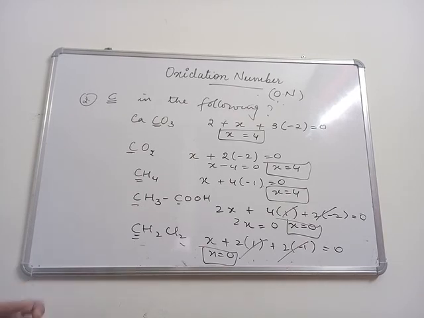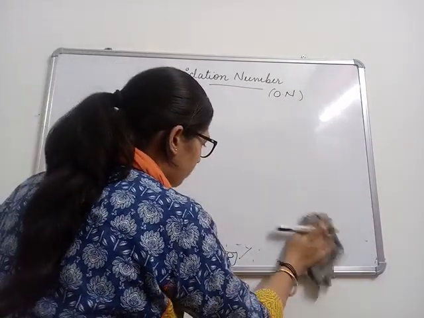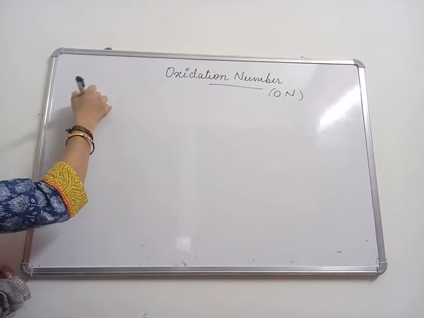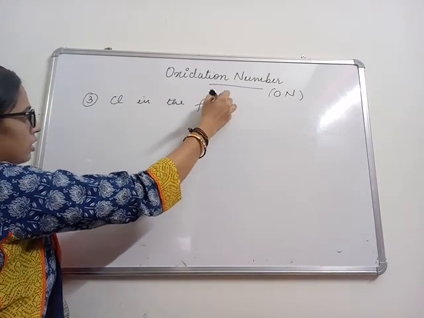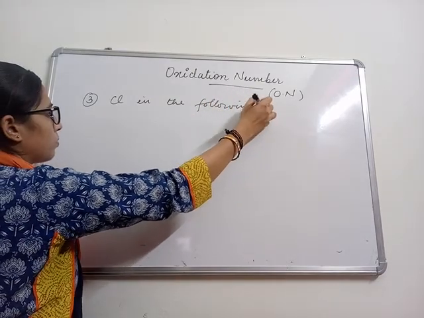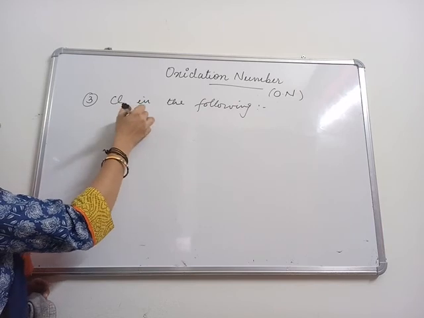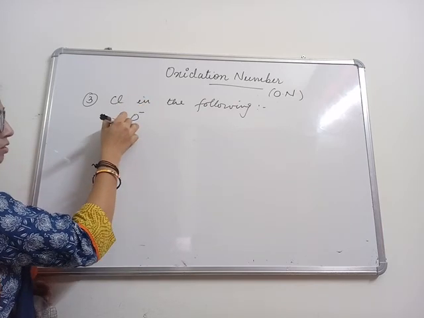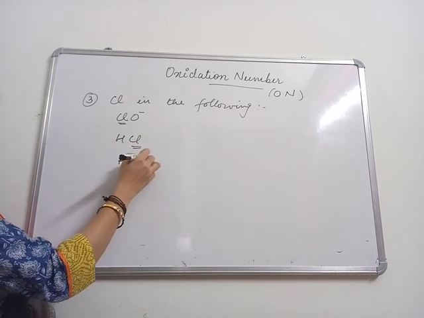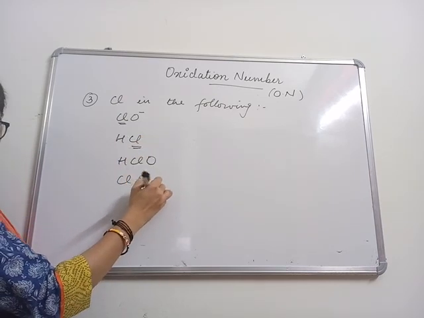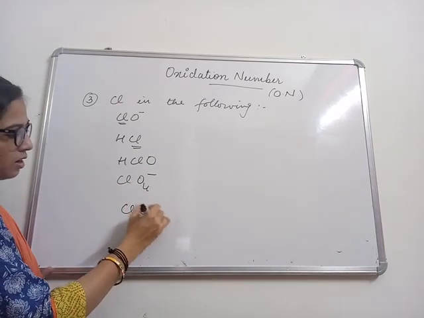Now we shall find the oxidation state of chlorine in the following compound. Let that be ClO minus, HCl, HClO, ClO4 minus and ClO2.